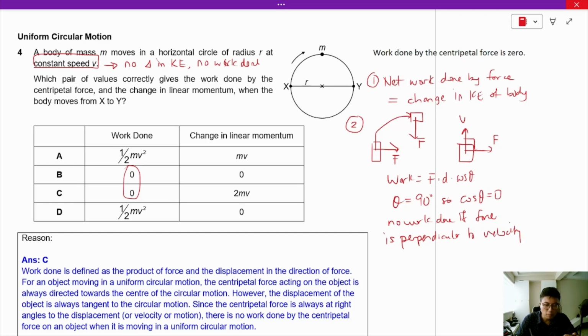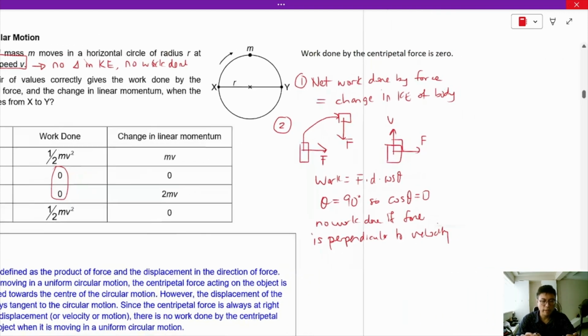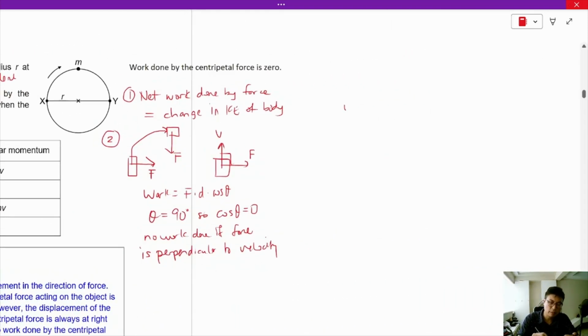Now, how about momentum? From the object moving from x to y, let's take a look at the momentum. This is point x, and this is point y. So the object is moving in this direction. The momentum is mv. Now over here, the object is moving in this direction. The momentum is now mv. So this is p2, this is p1. Now p2 minus p1 is equal to 2mv.